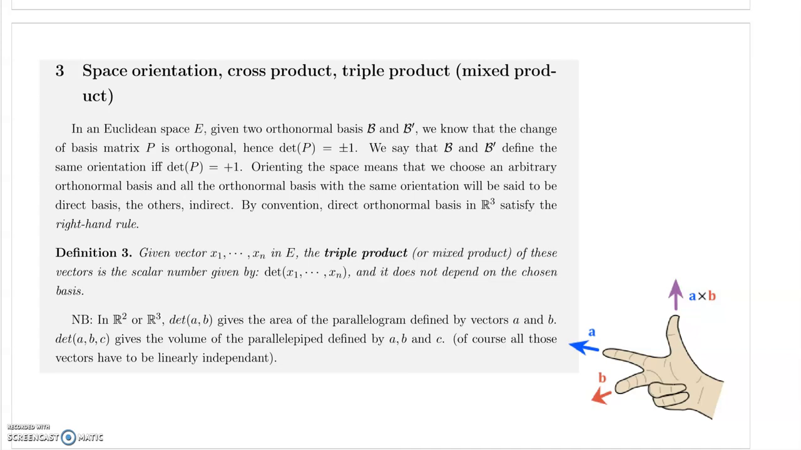All right, and there's just one piece here that is directly linked to the orthonormal basis. It's the part about the orientation. So if you have two orthonormal bases, B and B prime, we already know that the change of basis matrix is orthogonal, and so it has a determinant of plus one or minus one. And so we're going to say that those two bases define the same orientation if the determinant of the change of basis matrix is equal to plus one.